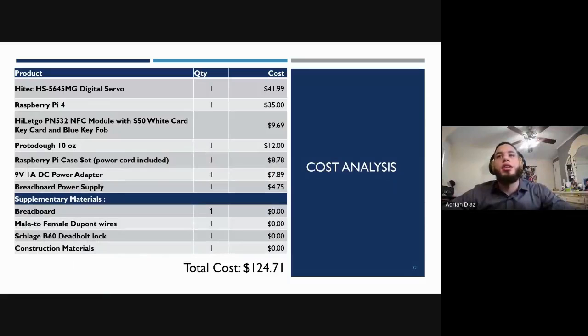Here we have the cost analysis, and the most expensive thing on our project is the servo motor. And we have some supplementary materials such as the construction materials and the lock, which were provided. And the total cost of all the materials came out to $124.71.